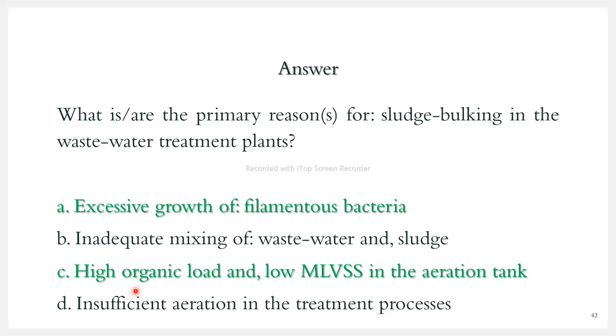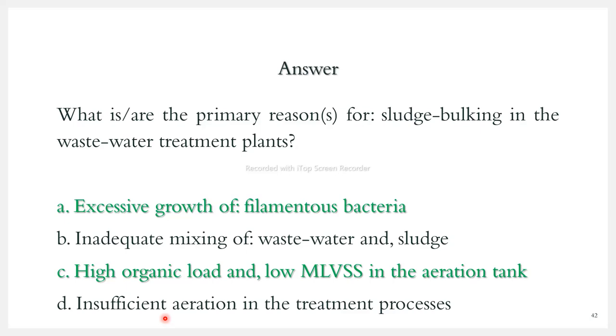I think B also you have understood. Inadequate mixing of wastewater and sludge has nothing to do with sludge bulking. Why is option D also not important from the sludge bulking point of view? Because again I told that aeration has no effect on the total population of the bacteria. What it is doing is helping a particular bacteria for the aerobic degradation of micropollutants.